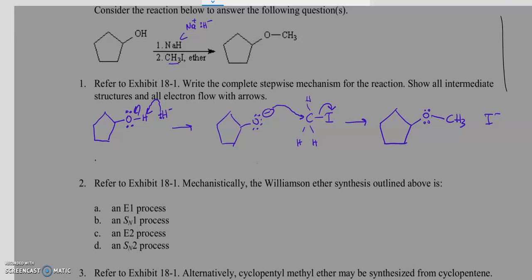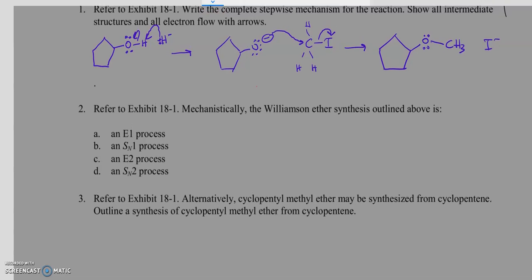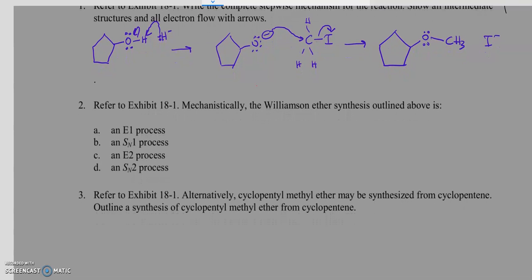The second question is asking, refer to exhibit 8.1, mechanistically, the Williamson ether synthesis outlined above is, this is nothing but SN2, right? So this alkoxide comes in and iodine leaves. That's called SN2. The SN1 mechanism, if you have a tertiary carbon here, iodine will leave by itself because the tertiary carbocation will be stable. So this is called the SN1 process. E1 and E2 are elimination. They're not substitution. So this is the one we have here.